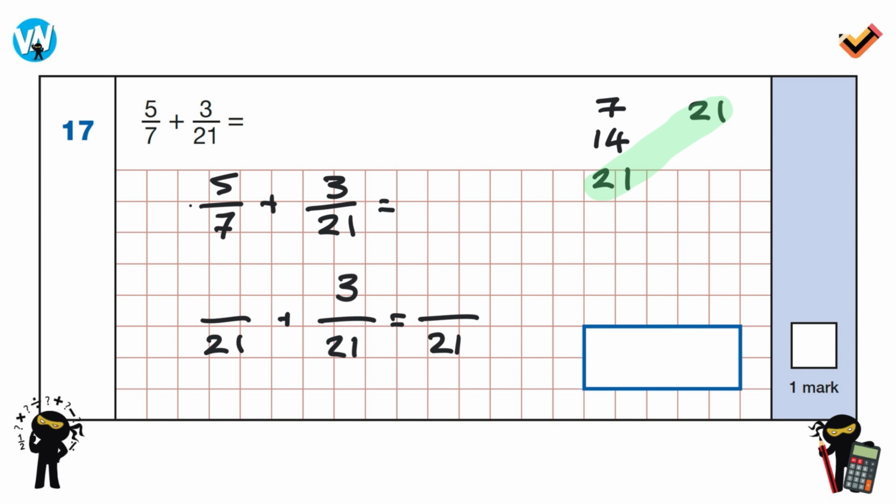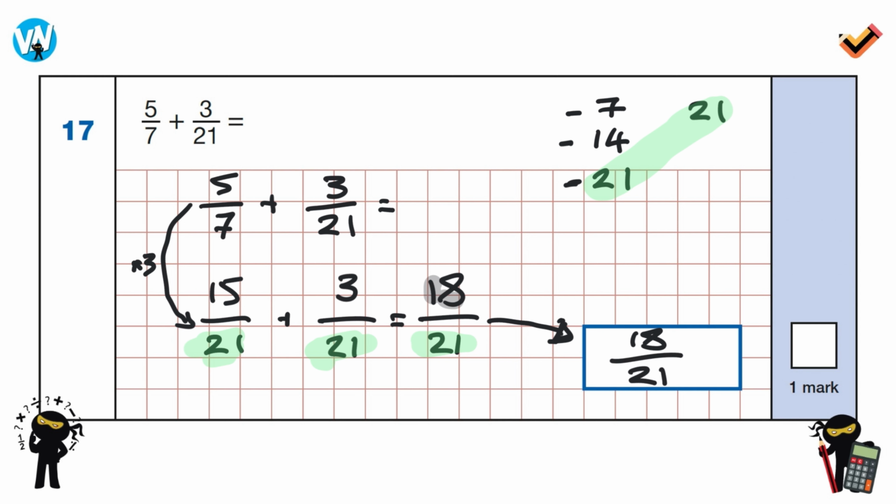So that one's done. And then over here, I'm thinking, how do I get 7 to 21? Well, it's times 1, times 2, times 3, isn't it? Times 3. So then I must multiply my numerator by 3. 5 times 3 is 15. So then we're there. All of a sudden, what looked like a complicated question is very, very straightforward. We're going to do 15 add 3, which is 18, isn't it? So we've got 18 over 21, and that must go into the blue box.